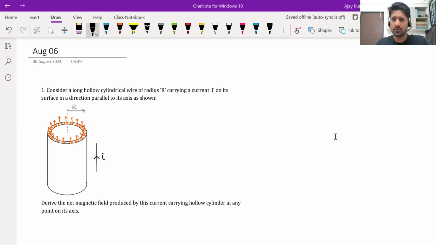So tell me, did any of you try to solve this question? How did you, or if you have an answer, you can tell. Any ideas? We need to find out the net magnetic field that it produces at any point on its axis. Let's consider this. Let me mark a point here, P, on the axis of the cylinder. How to calculate the magnetic field there?